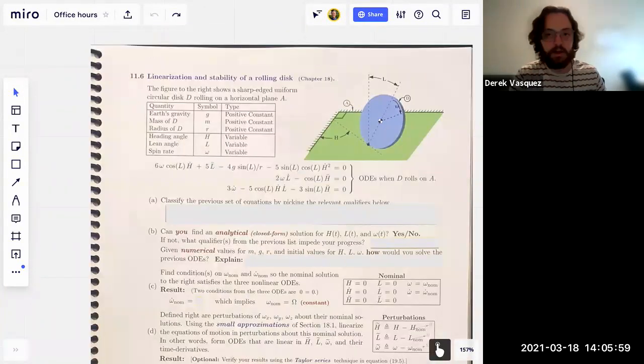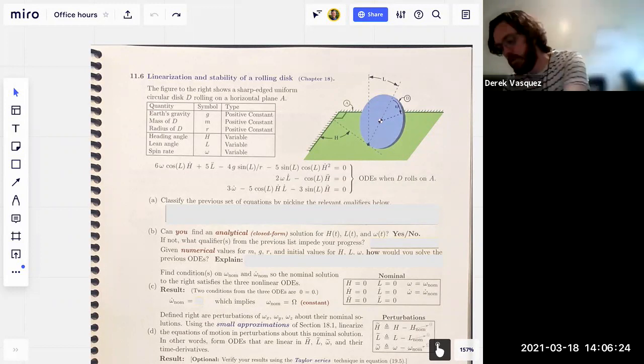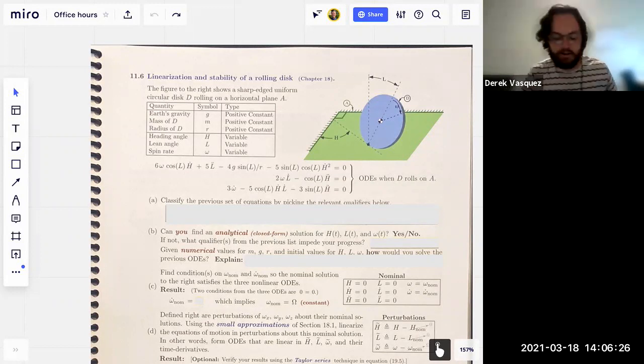So you can see it's a disc that rolls, and we're also modeling how the disc tips over. So we have the sharp-edged uniform circular disc with some model parameters there. And you can see we've got this system of equations that describes the motion of the disc. So real quickly in part A, we're going to go ahead and classify this system.